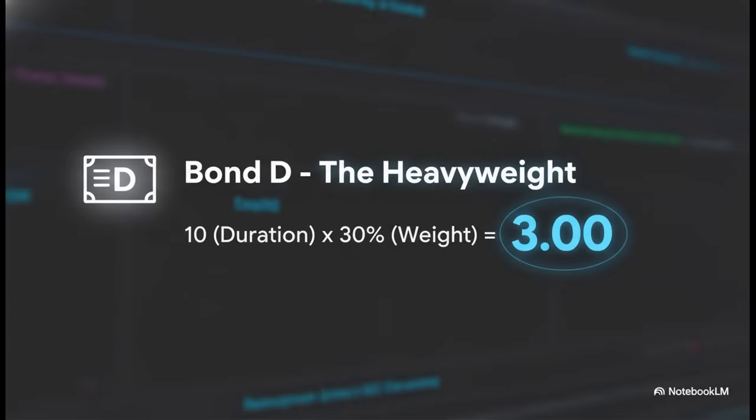And finally, here comes our heavyweight, bond D. With that really long duration of 10 and being our biggest holding at 30%, its contribution is a massive 3.00. I mean, this one bond is clearly the biggest driver of risk in our entire portfolio.